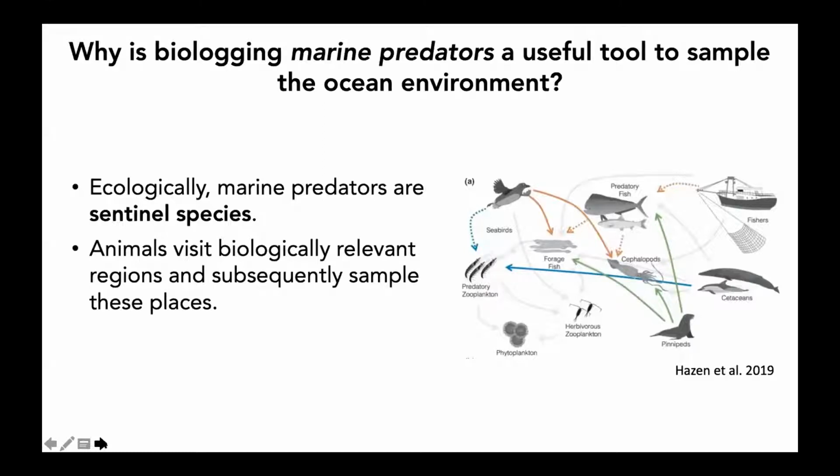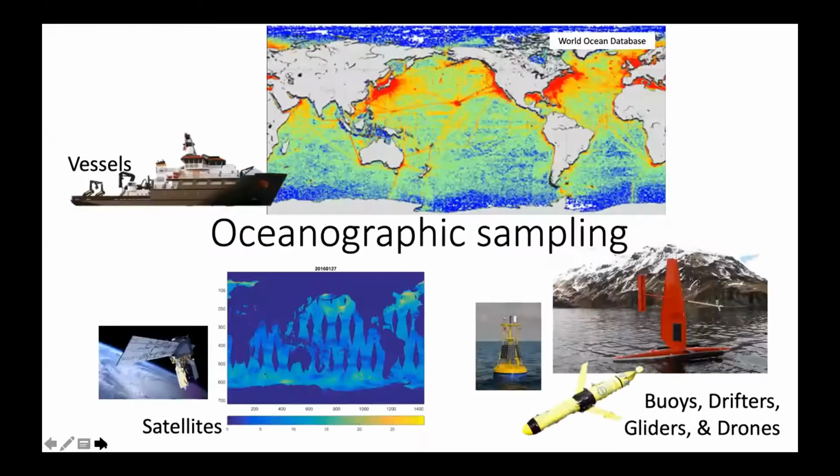From the oceanographic perspective, we have a number of different ways that we're sampling the ocean: oceanographic vessels, satellites, things like buoys, drifters, gliders, and drones. Combined, all of these give us a number of measurements across the globe, a really large data set, but there are still gaps. The nearshore environment is one of these gaps, where it is hard to take high resolution data in the really nearshore or estuaries.